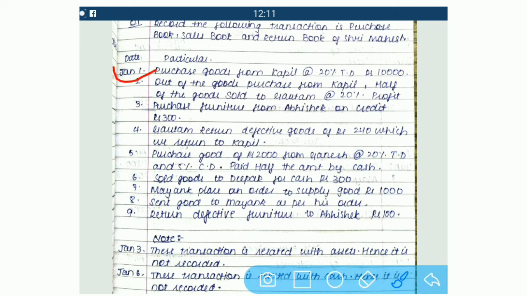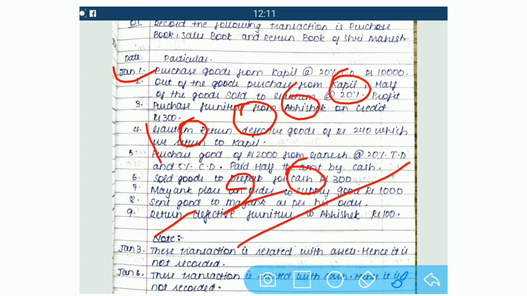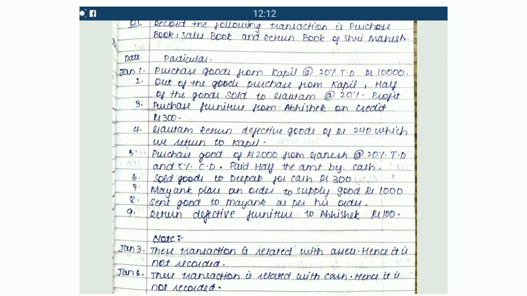Purchase goods from Kapil at 20% trade discount, rupees 10,000. We have purchased goods at 20% trade discount, so a goods entry is to be placed into the subsidiary books. तो कैसे कैलकुलेशन करना है? 10,000 goods are purchased at 20% trade discount. If you deduct 20% from 10,000, then you are going to get the final amount 8,000. So we have to give the entry of rupees 8,000 only.